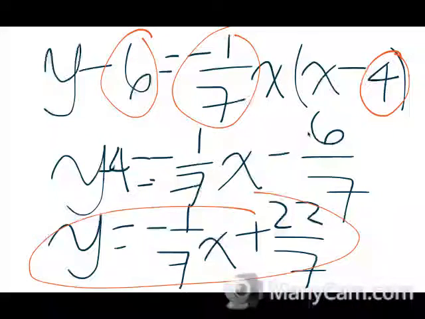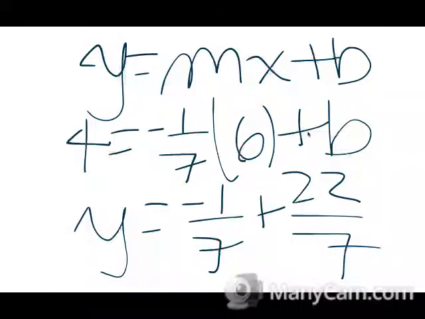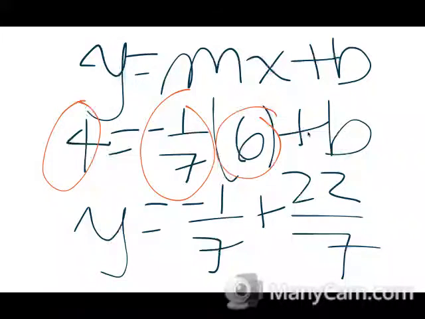Now we could do it the other way, like you've all been doing it. Y equals mx plus b, where 4 is our y, negative 1 over 7 is our m, and 6 is our x. When you do everything, the math turns out to be the same answer.